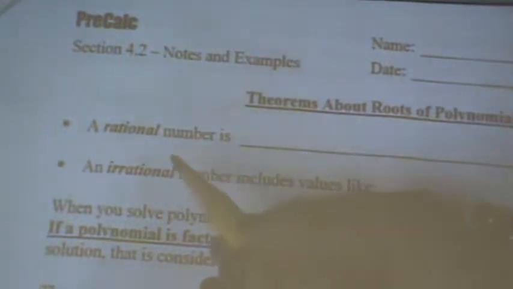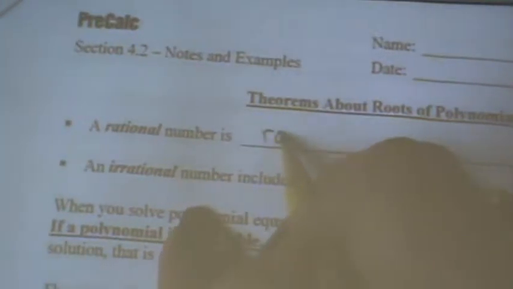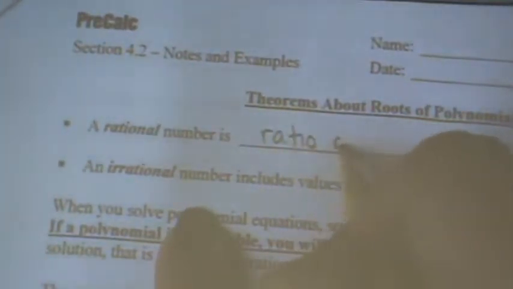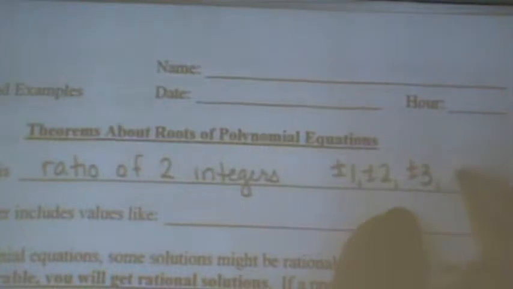So any number that can be written as a ratio of two integers, like plus or minus 1, plus or minus 2, plus or minus 3, and then all the fractions, 1/2, a third, a fourth, any decimal that ends or repeats.